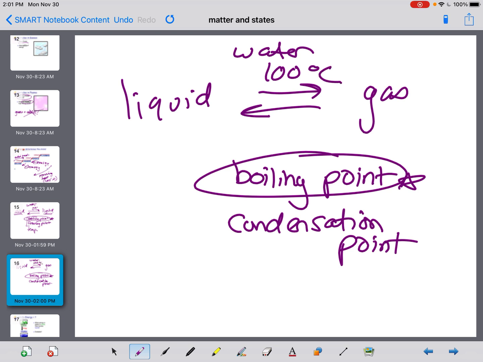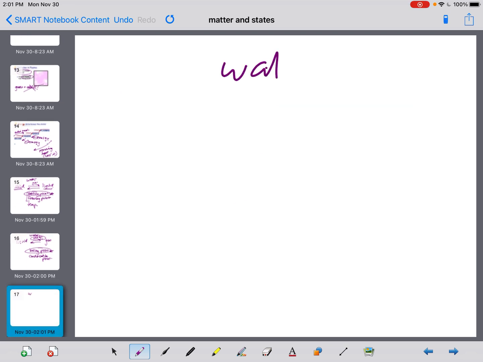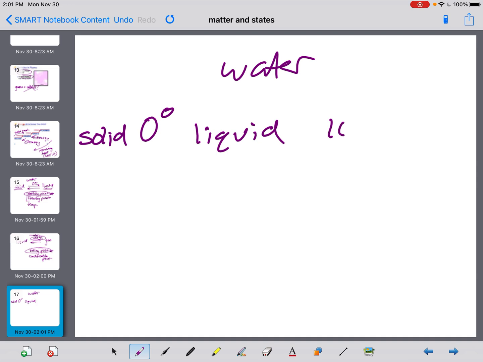Meaning if it is lower than 100 degrees Celsius, we have a liquid. If it's higher than 100 degrees Celsius, that means we have a gas. And at 100 degrees Celsius, we have a transition time. So let's review that. For water, 0 degrees is the transition between solid and liquid, and then 100 degrees is the transition between liquid and gas.